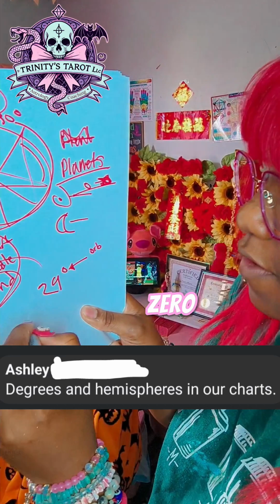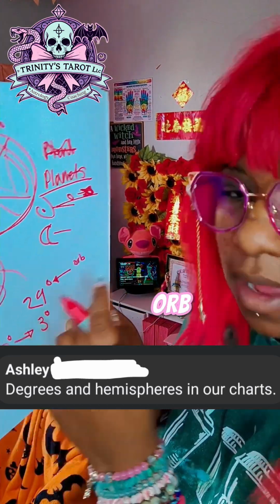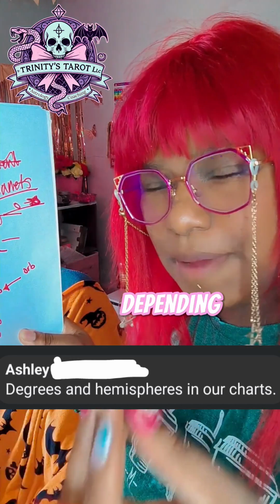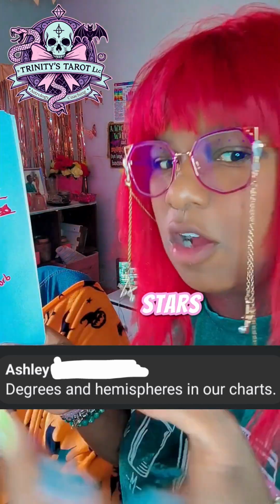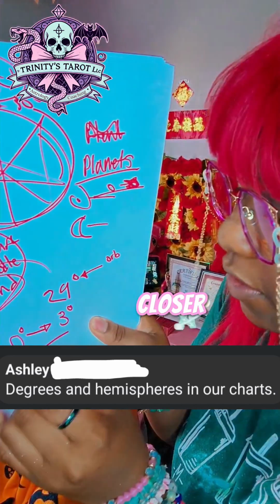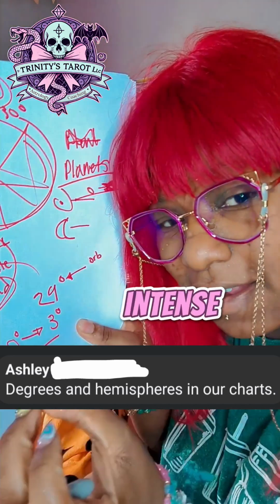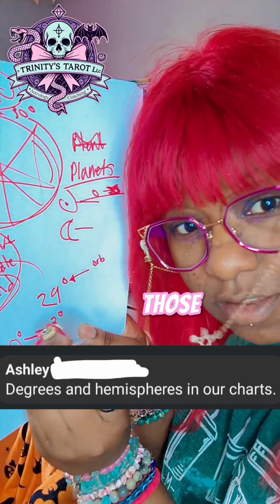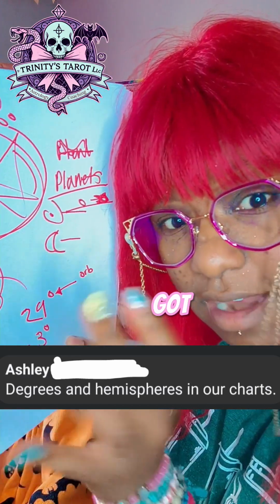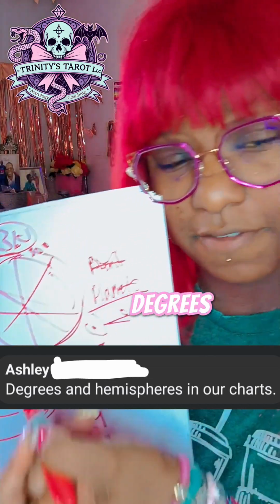I have 0 orb to 3 orb. And it can get bigger depending on if you're talking about fixed stars and stuff, but ignore that. Continuing. The closer the orbs are, the more intense the interaction between those planetary energies. Got it? Good. Okay. This is your most basic understanding of degrees.